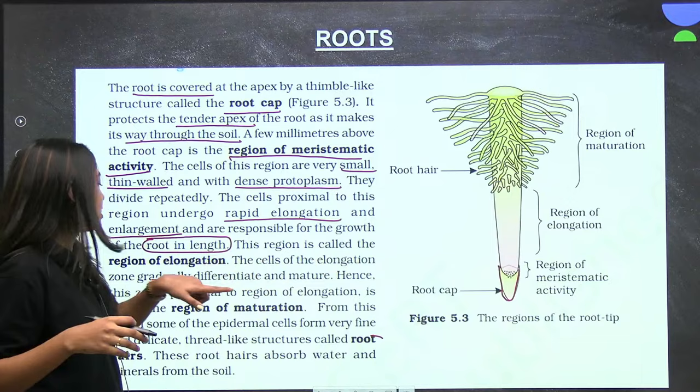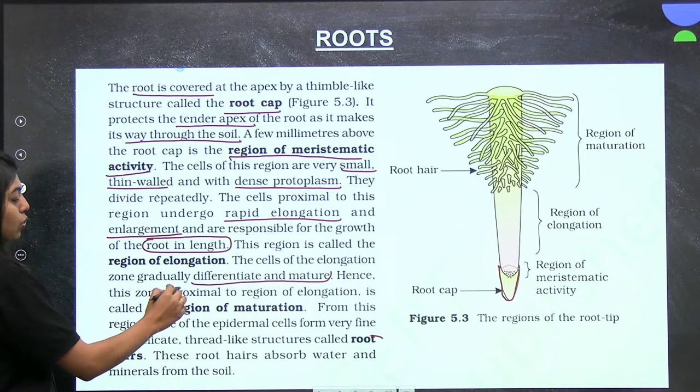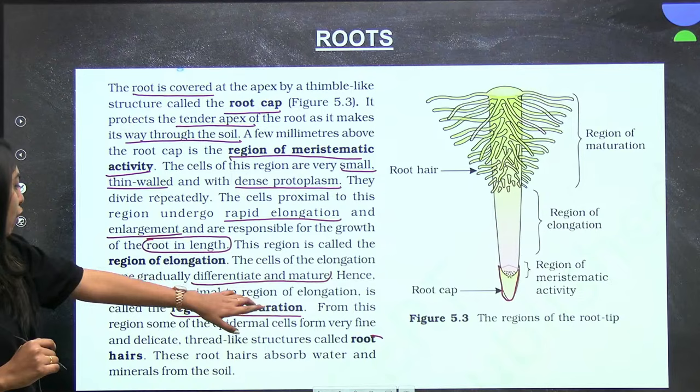Now, the cells of the elongation zone gradually differentiate and mature. Very important. They get into the next stage. How? By doing differentiation and maturation. Hence, this zone proximal to this region is called the region of maturation. From this region, some of the epidermal cells form very fine and delicate thread-like structures called root hairs.